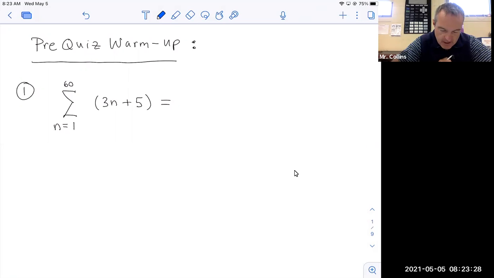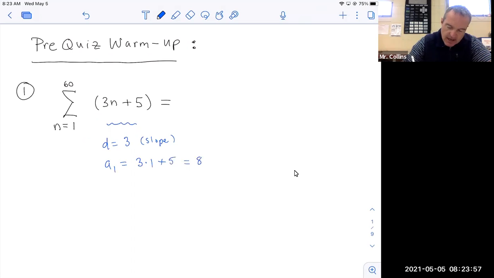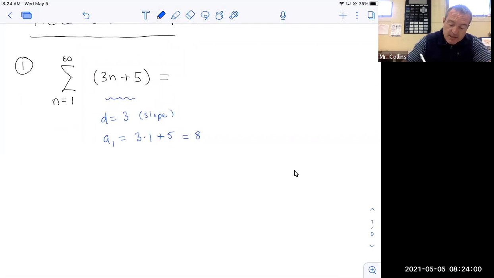So here's the sum from n equals 1 to 60 of 3n plus 5. First thing you should notice is that the equation here is linear. That tells me it's arithmetic. It's arithmetic with a common difference of 3, which is always just the slope of that equation. So we go up 3 every time. Of course, you always need to know the first term, which if you plug in n equals 1, you get 3 times 1 plus 5. The first term here is 8. And then if we go from 1 to 60, there's 60 terms altogether. That's really all you need to sum up an arithmetic series.